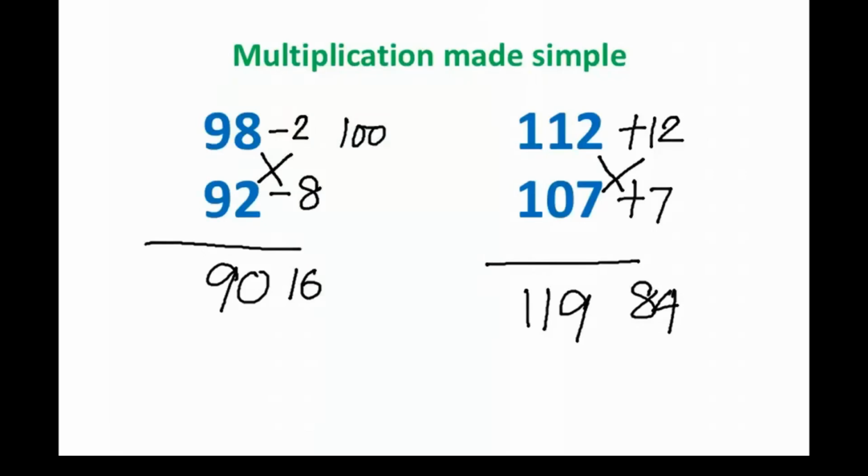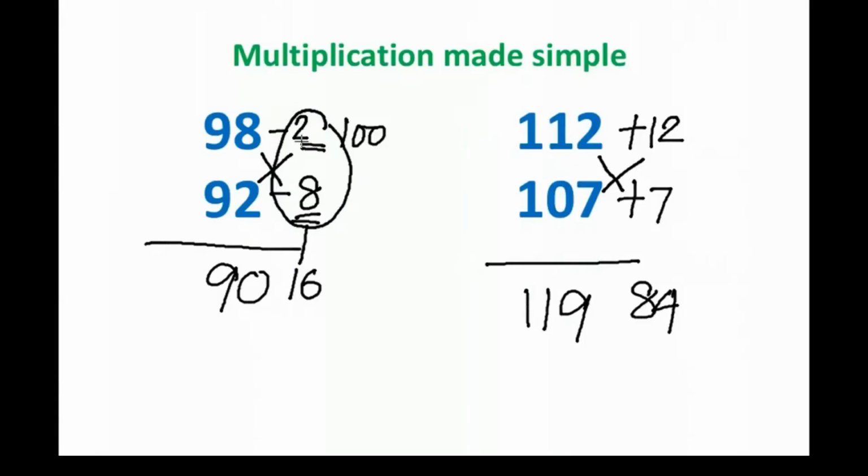So these are the small and simple steps that you need to follow to multiply any number nearing 100, 1,000, 10,000, whatever it is. I will repeat the steps again. Let's go through the process of multiplying 98 into 92 again. 98 is 2 less than 100, that is the first thing we should do. 92 is 8 less than 100, then multiply 8 into 2, which gives me 16.